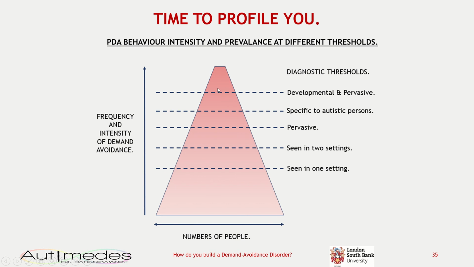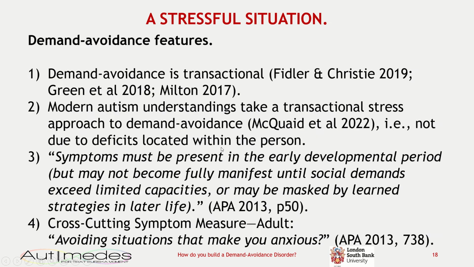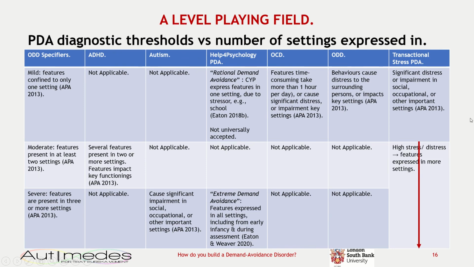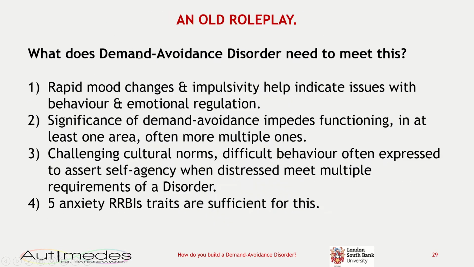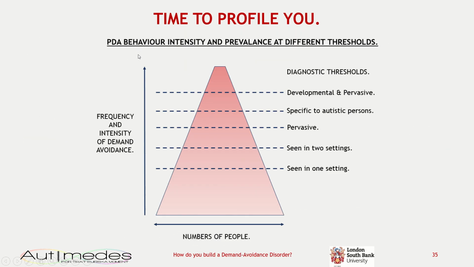This threshold is when the features are seen to be developmental and pervasive in nature. This is when the demand avoidance features are only seen in autistic people. This is when they're only pervasive, and by that I mean shown in 3 or more settings, and this is when it's seen in only 2 or more, and this is seen in 1 or more. So what I've basically done is taken this table, taken these diagnostic thresholds, and applied them to this diagram.